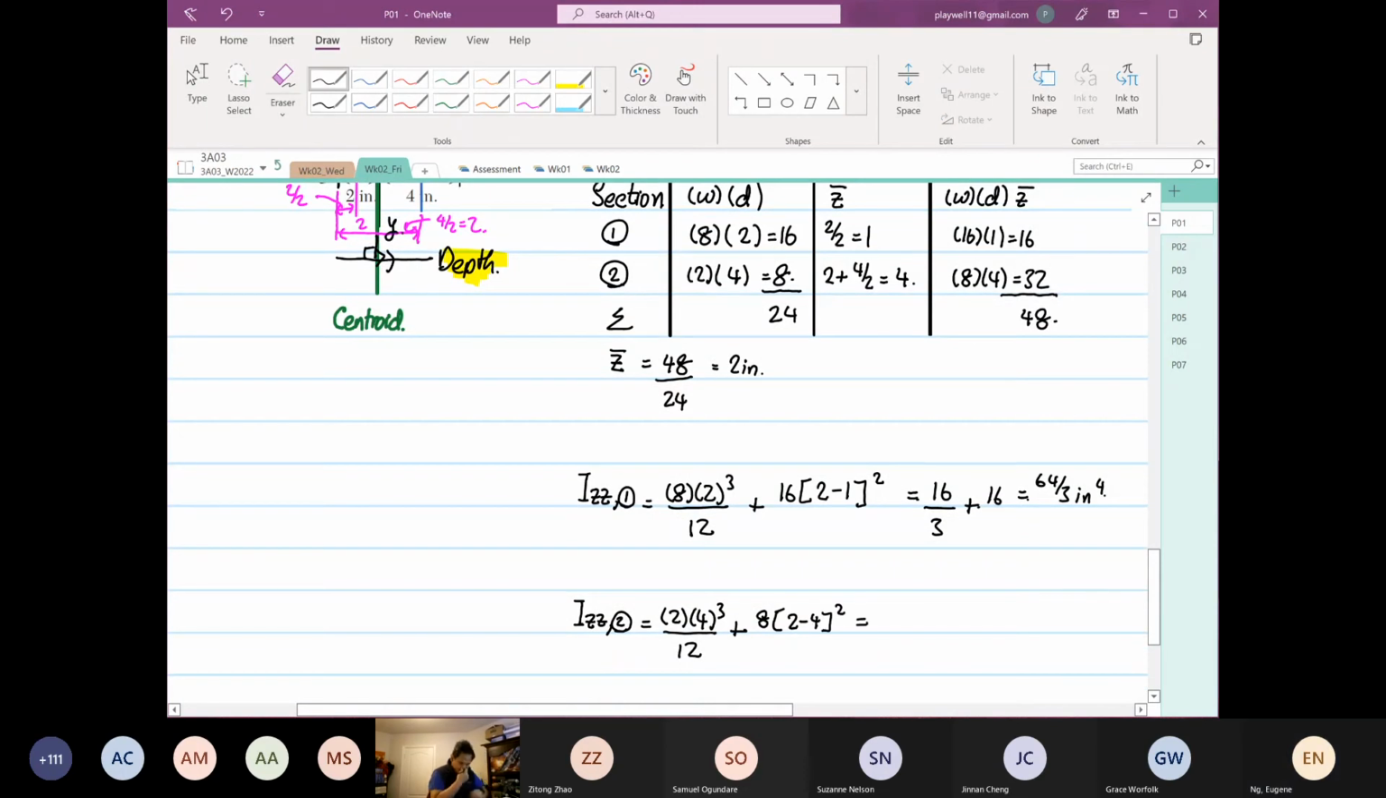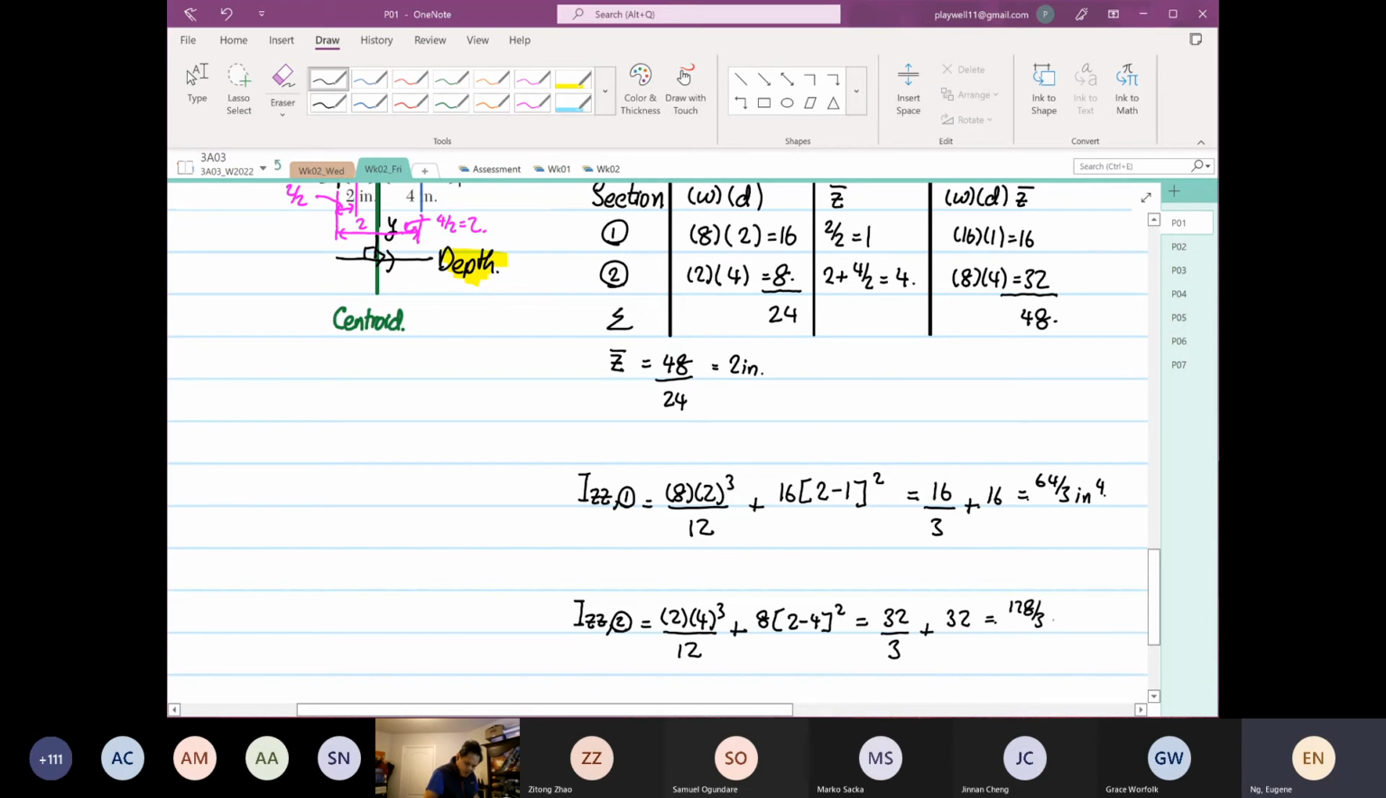Just to clarify, Eugene, big Z is the centroid of the entire shape, right? Yes, that is the global one. Then plus 2 times (2 minus 4) squared times 8, which is 32. So it's 32 over 3 plus 32, equal to 128 over 3.